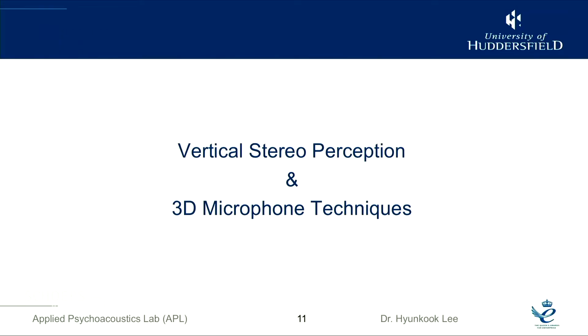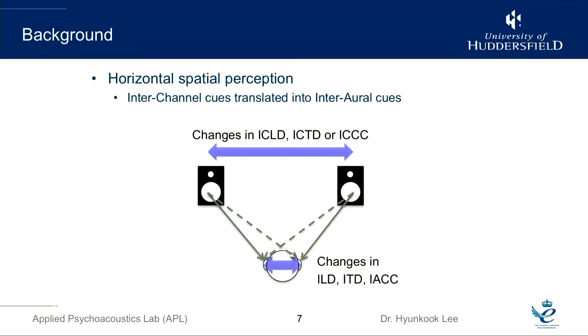In many cases, it's about expectation, because we see speakers at ear height, and we think the sound is actually coming from ear height. But if you close your eyes, and if you don't know where the speakers are, you might perceive some phantom center image in a slightly elevated position, like a vocal or snare drum. The central sources might be perceived quite elevated. So I'm going to talk about this effect in more detail later. I'll start with vertical stereo perception and related 3D microphone techniques.